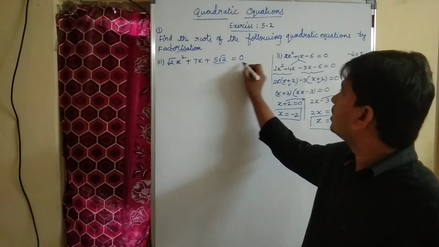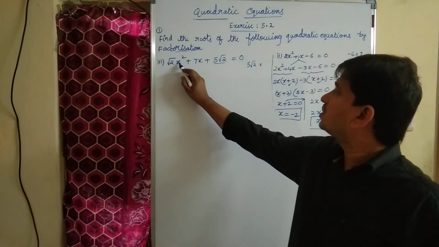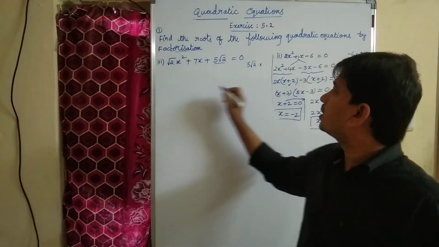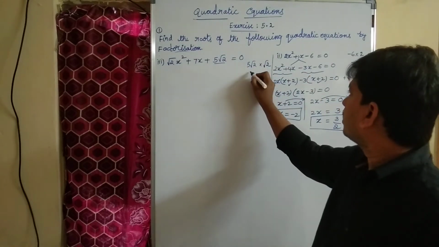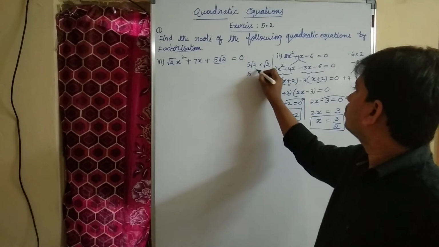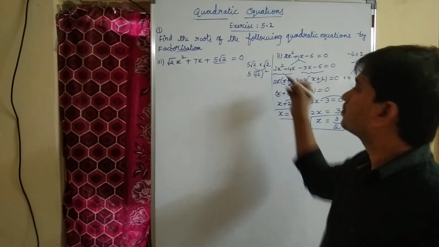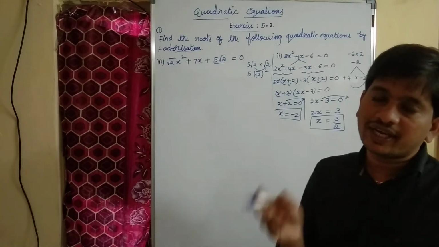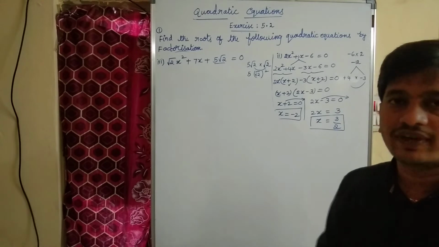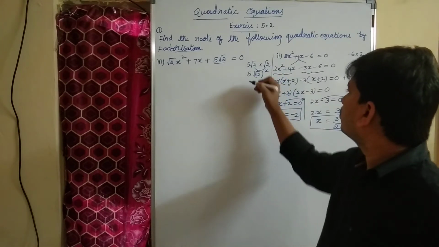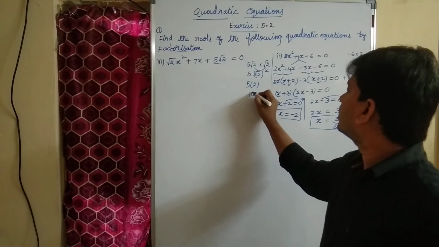Here the constant is 5 root 2, into the coefficient of x², which is root 2 children. 5 root 2 into root 2. So children, 5, and what is root 2 into root 2? I call it root 2 whole square. Root 2 into root 2 we can write as root 2 whole square, right? The square and root cancel, so I get 5 into 2. 5 2s are how much children? 10.